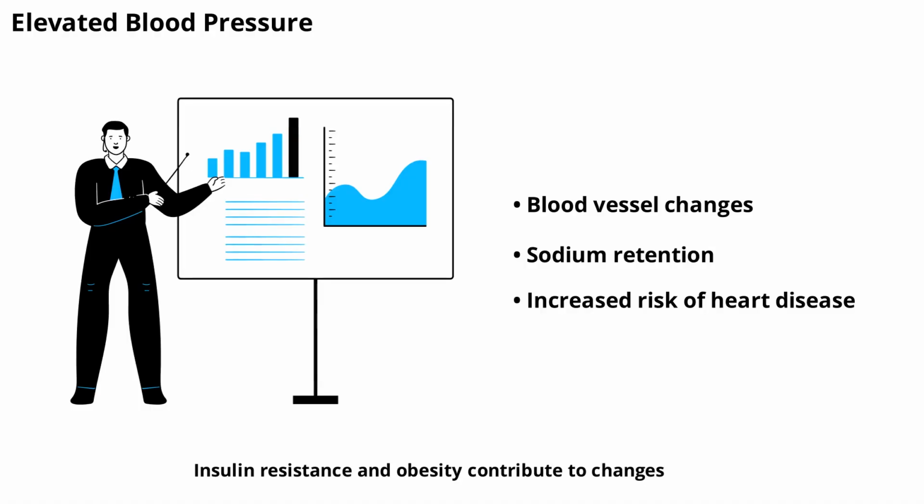As metabolic syndrome progresses, elevated blood pressure often emerges. Insulin resistance and obesity contribute to changes in blood vessel function and increased sodium retention, both of which raise blood pressure. High blood pressure is a major risk factor for heart disease and stroke, making its early detection and management vital in those at risk for metabolic syndrome.